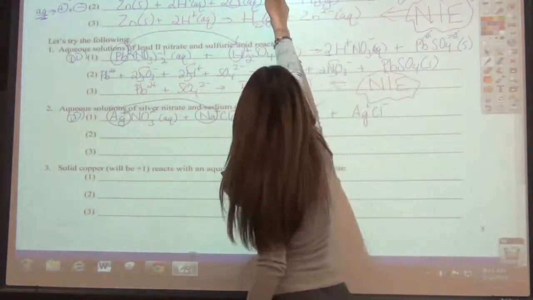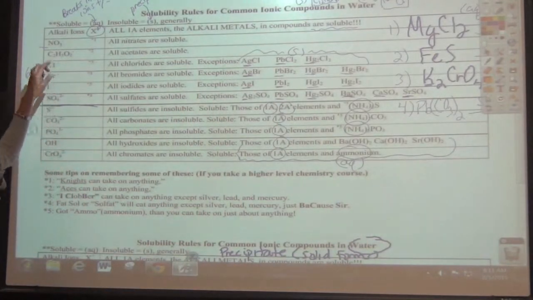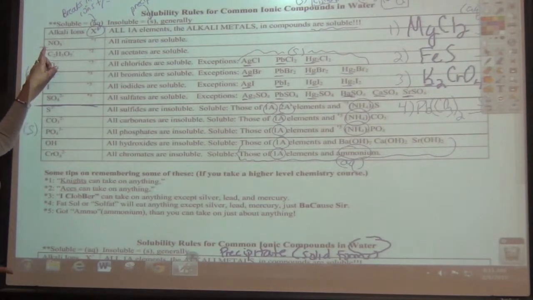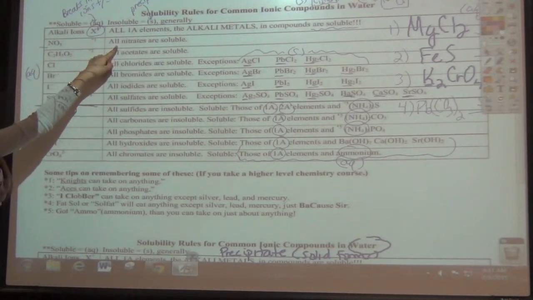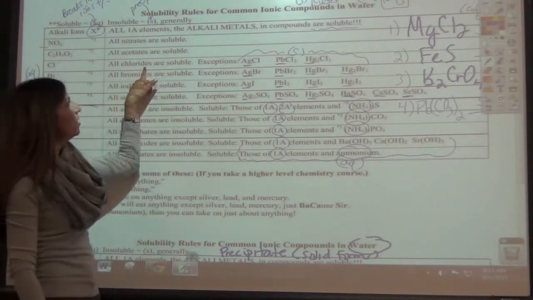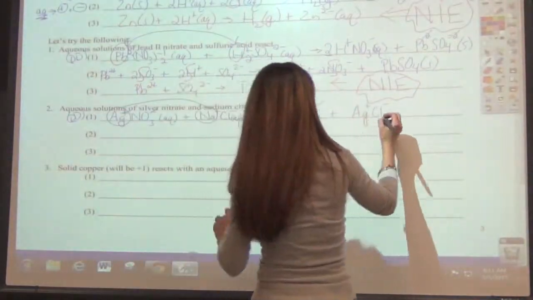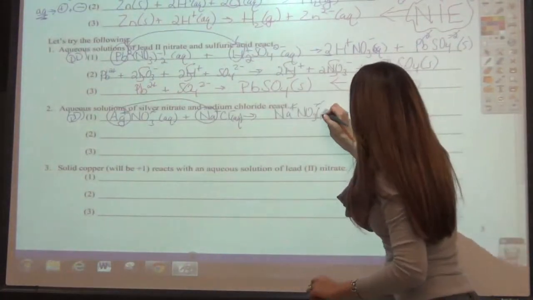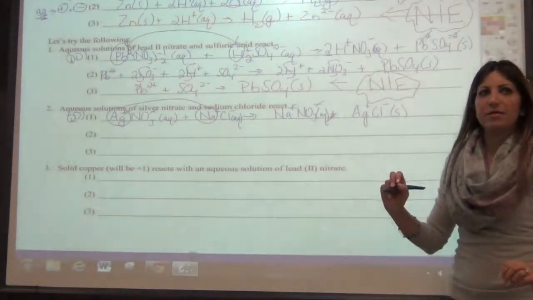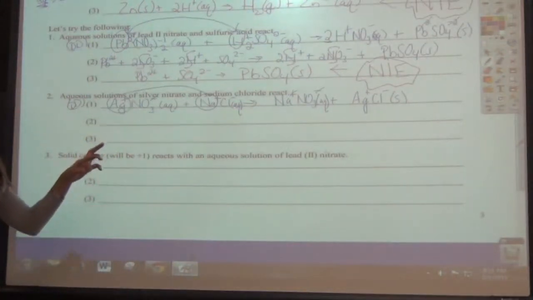What do you think for the first one? NaNO3. Soluble. Why? There's no exception. Yep. Alkalis and nitrates are all soluble. What about AgCl? It's an exception. It's solid. Why? You're looking at chloride, and what does it say? All are soluble except AgCl. So we're going to come back here, and we're going to write that this one is a solid, but this one is aqueous.